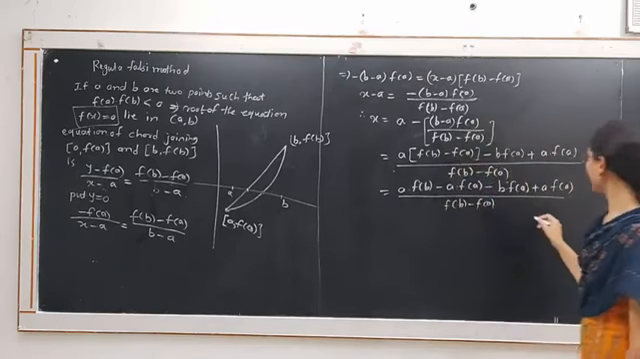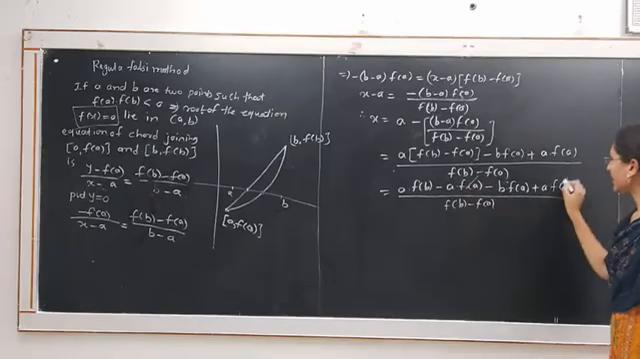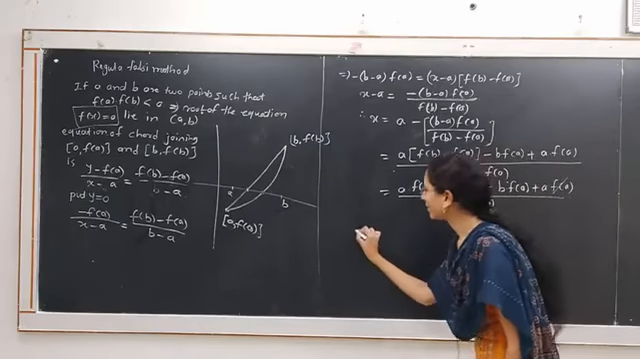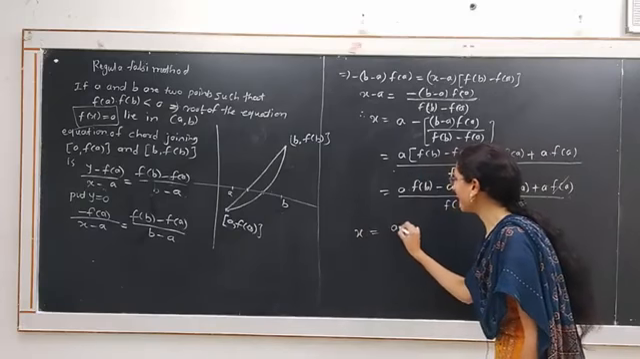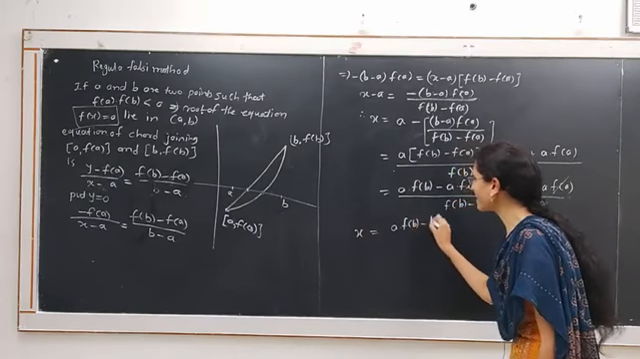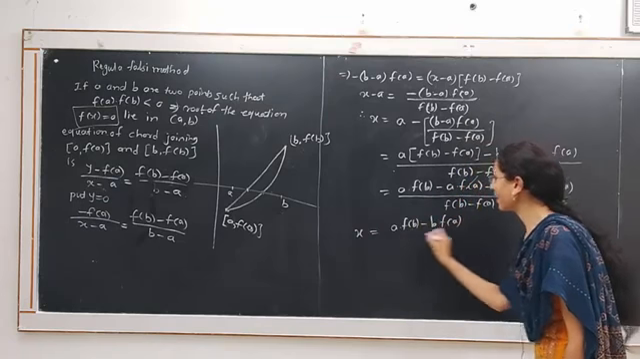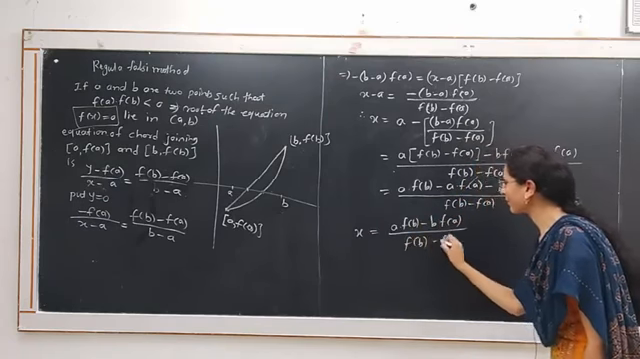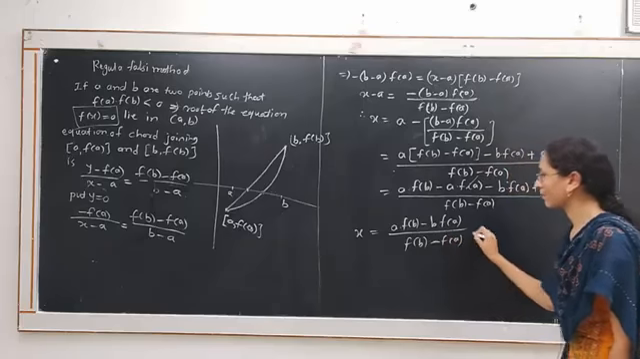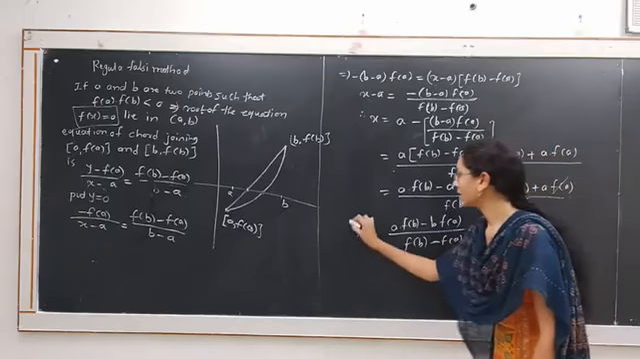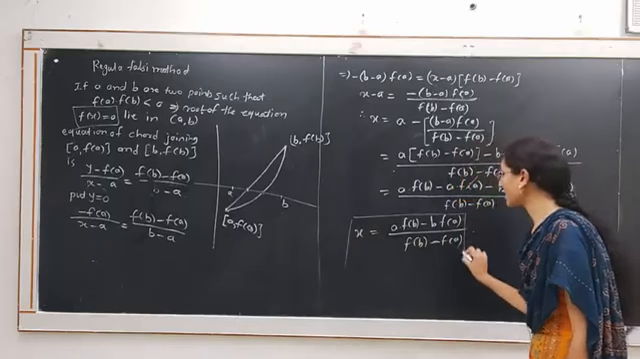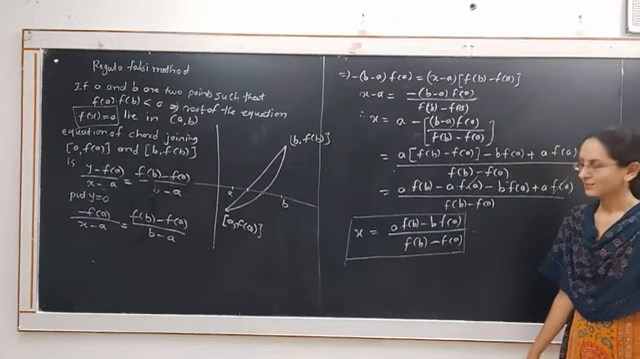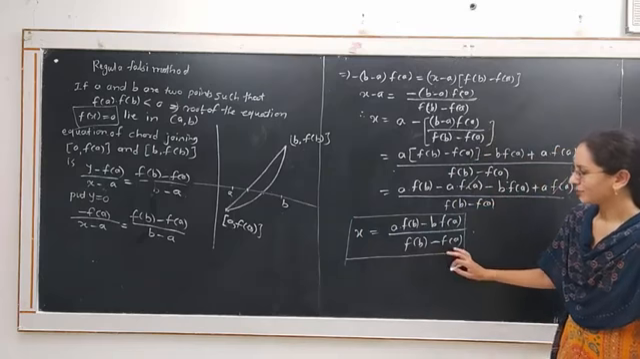This a into f of a with negative sign cancels with a into f of a, and we have the formula for x as a into f of b minus b into f of a upon f of b minus f of a. Okay, this is the formula for x. In regula falsi method, we find the value of x with this formula.